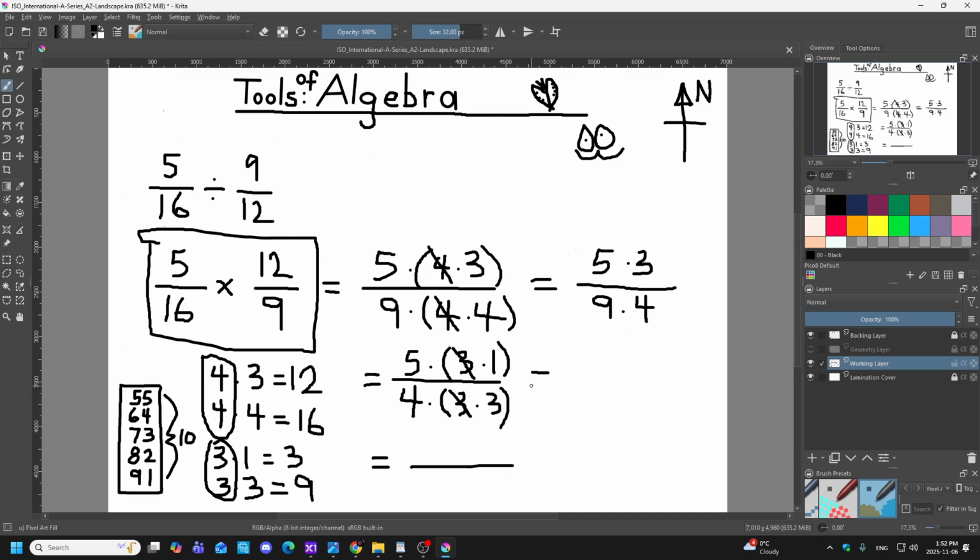I'm going to go like this and carry it forward here. We're left with 5 times 1 and 4 times 3. Hopefully I have not made any mistakes. 5 times 1 is 5. 4 times 3 is 12. Now, having a quick look here, our answer is 5 over 12.